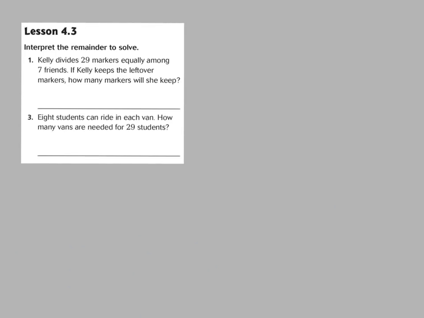All right, boys and girls, let's look at lesson 4.3. We're going to interpret the remainder. So before we start, I want you to quickly think about what we might see with a problem like this. We may need to go up. We might need to add 1 to the quotient. So instead of having 5 remainder 1, we might need 6 of something.